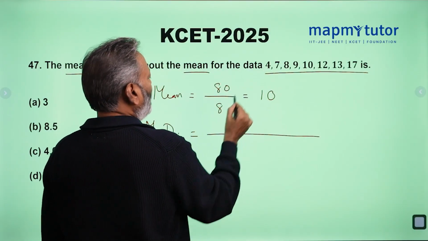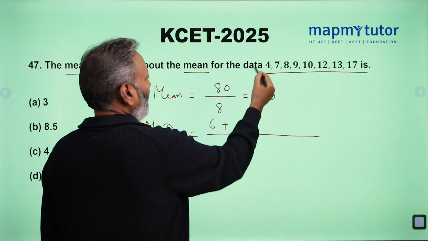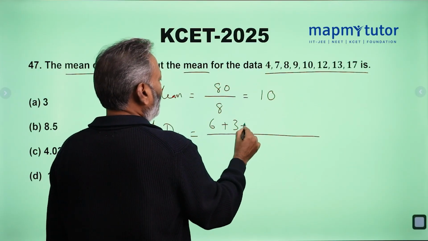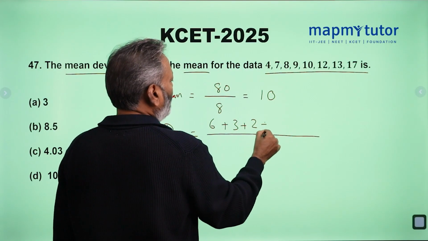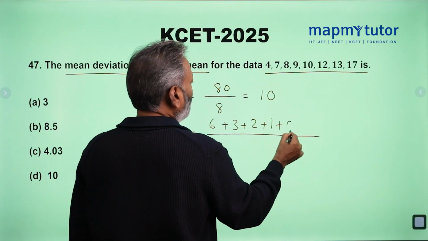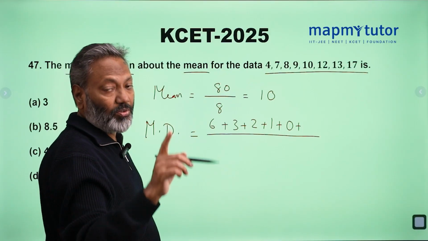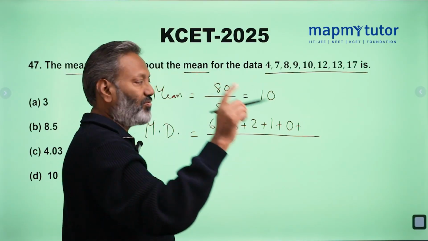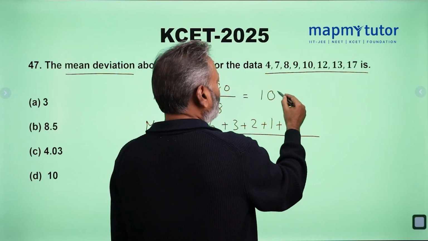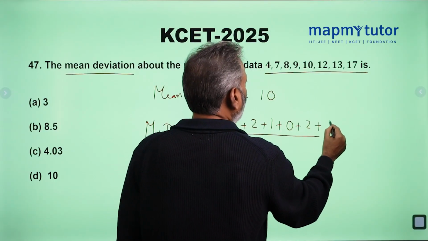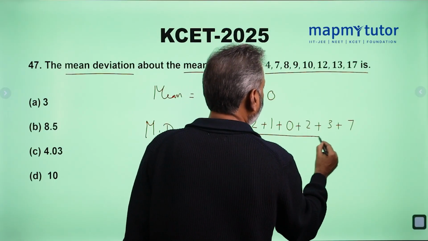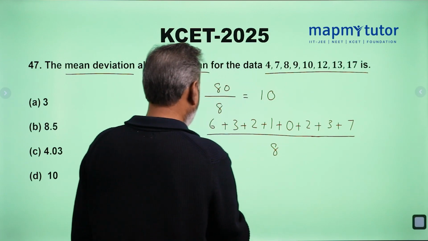What is the difference between 10 and 4? 6. 10 minus 4. 10 minus 7, 3. 10 minus 8, 2. 10 minus 9, 1. 10 minus 10, 0. 10 minus 12, minus 2. Don't write the sign. Why? Because we only need the difference, that means only positive values. So actually it is having modulus. So it is 2 and 3 and 7, all divided by 8 entries.